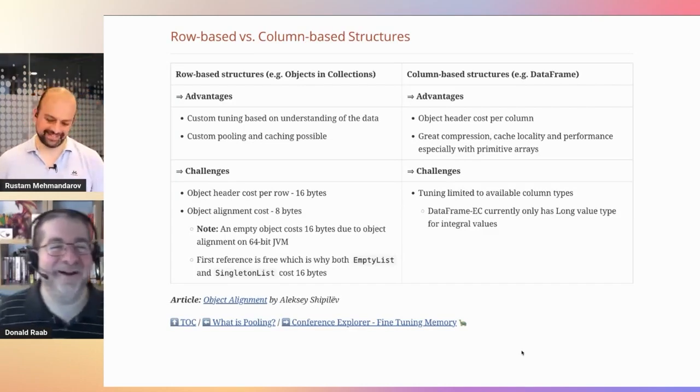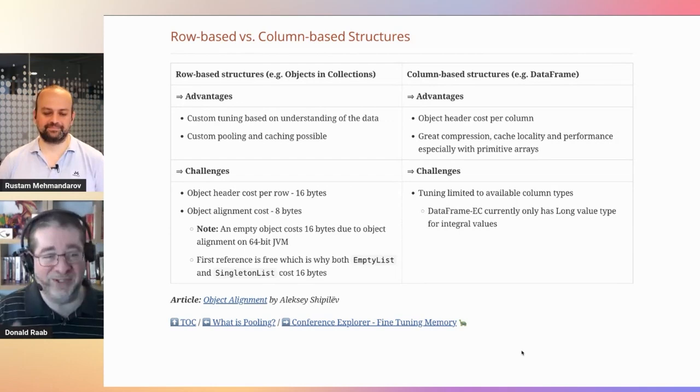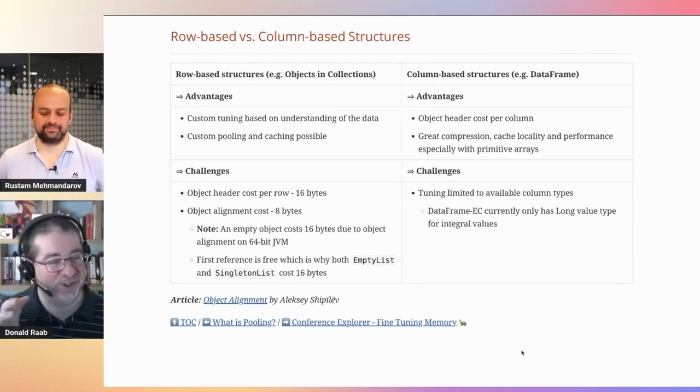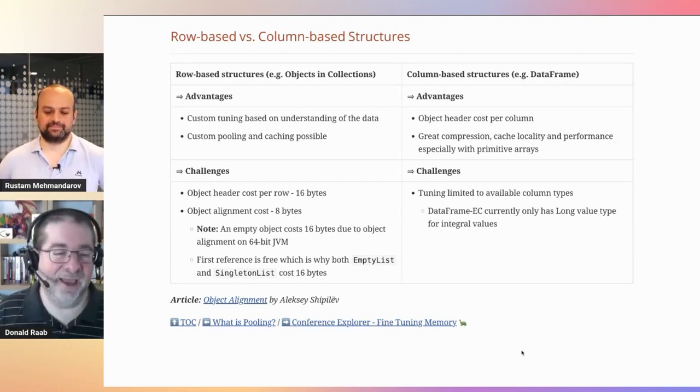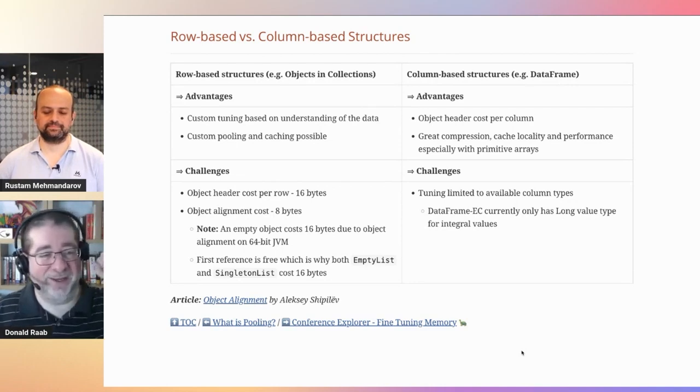5-minute warning. So with row-based structures, the benefit you get is that you can get custom tuning ability. You can really try to compress down the data in your row, but you've got limits with that. You also have the ability to do custom pooling, which is what we did after the fact. And we're going to show a little bit of what we can do in terms of achieving more with rows to squeeze even more memory. But some of the challenges you get is this object header cost, right? So for every row, I've got an object header.